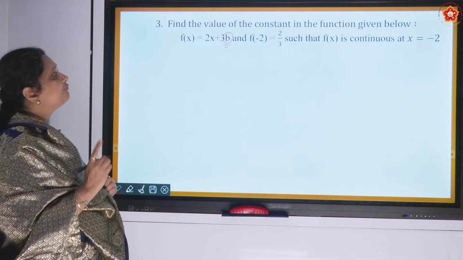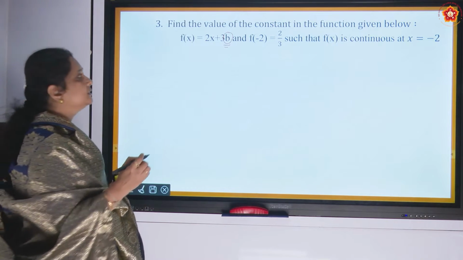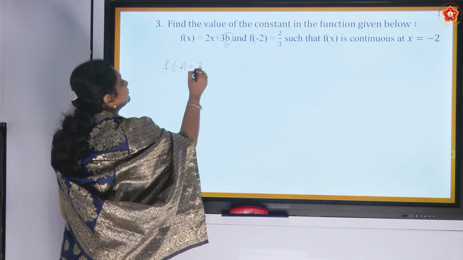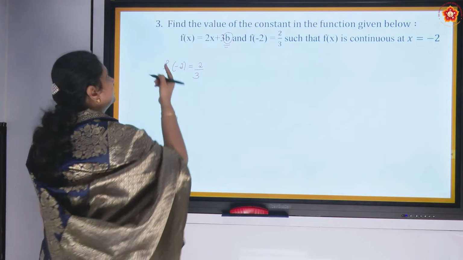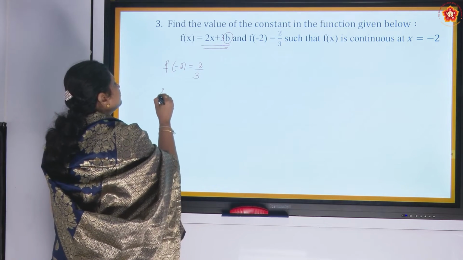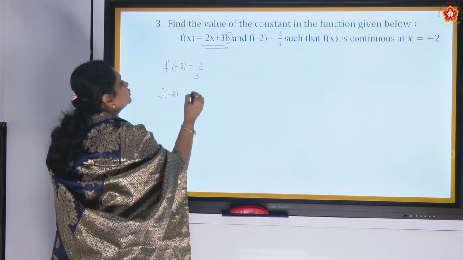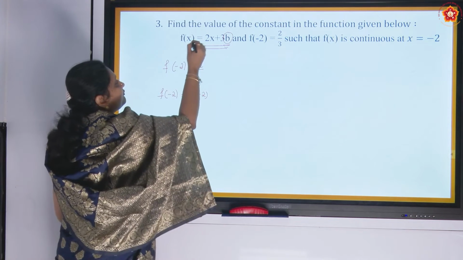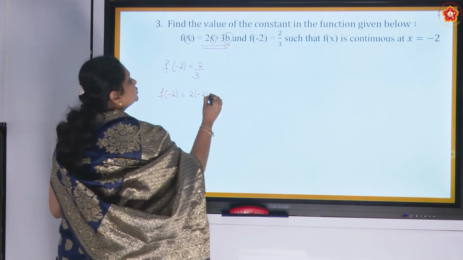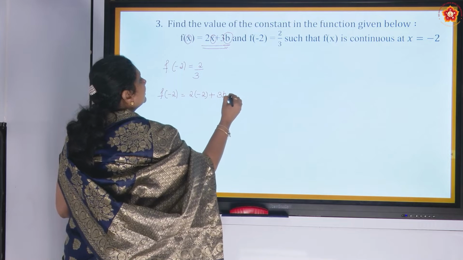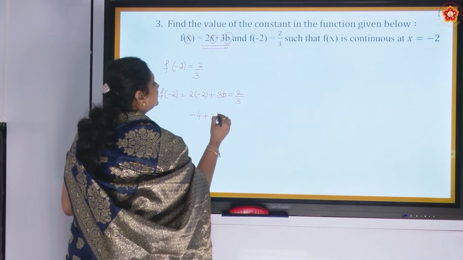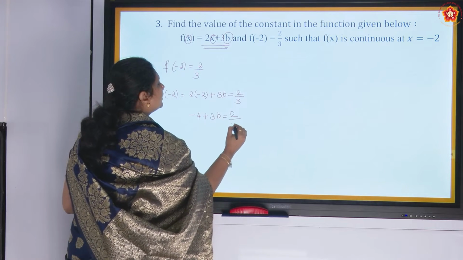And it's given that f of minus 2 is equal to 2 by 3. So we know that f of minus 2 is 2 by 3. Correct? So we'll substitute in this equation. So we know f of minus 2 is nothing but 2 into minus 2. So f of x is this. So instead of x, when I have minus 2, I'll replace minus 2 here too. So minus 2 plus 3b and the value is given as 2 by 3. So I have minus 4 plus 3b is equal to 2 by 3.